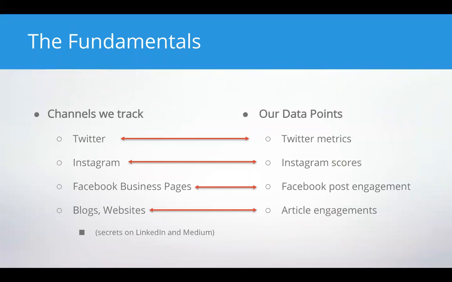Fundamentally, BuzzSumo tracks 4 major channels or sources of potential influencers to work with. The first is Twitter, second is Instagram. We also track Facebook business pages and blogs and websites. For each of these sources, we provide a series of data points to help you determine whether or not that is somebody or some brand that has actually a measure of influence that would be worth it. That if you did engage with them, their promotion or co-marketing of something that you're working on is actually going to have an impact. For Twitter, those come down to different kinds of Twitter metrics.